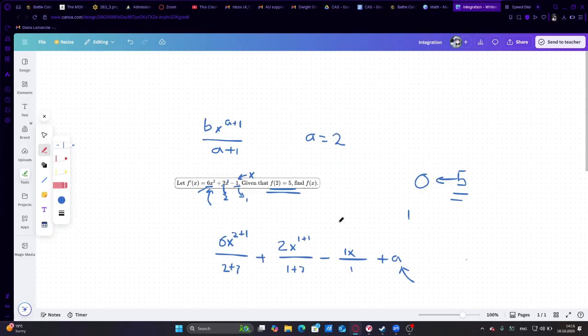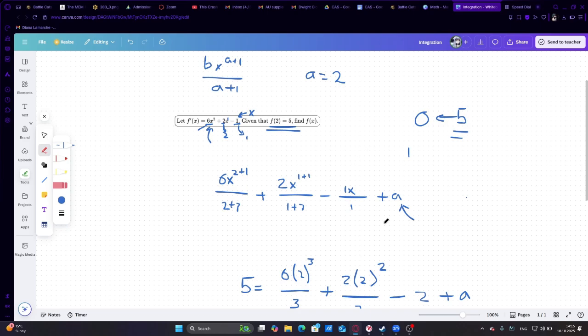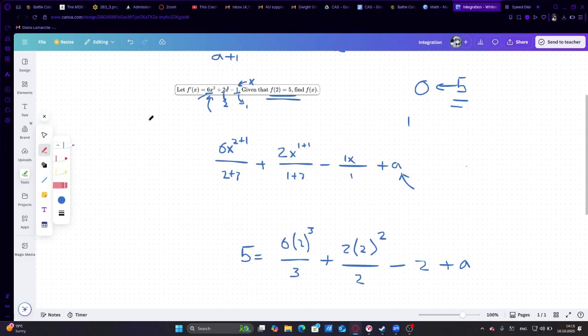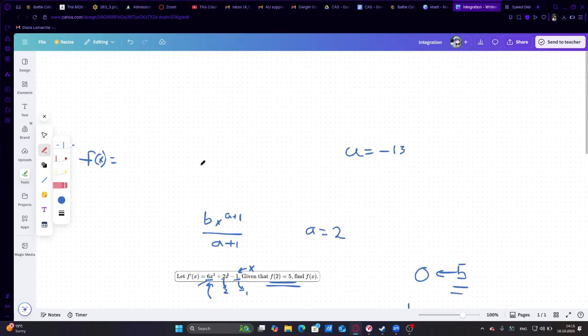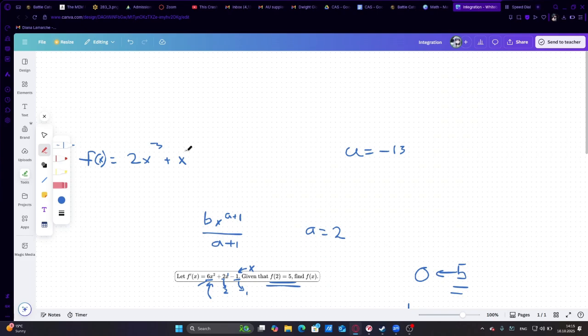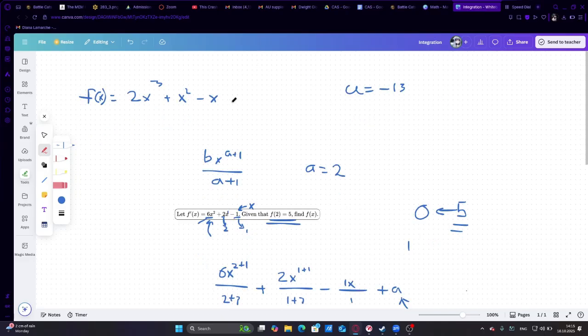Now, what is the question asking us to do? Well, it's asking us to find f of x, so we're not fully there yet. So given that a is equal to negative 13, for simplicity's sake, I'll write it up here, and the rest of the equation looks like this, well then, let's write down what f of x is equal to. So f of x is going to be, now we just need to simplify this, 6x to the power of 3 over 3, which is just going to be 2x to the power of 3, plus 2x squared over 2, so it's just going to be x squared, minus x, and that's where the a comes in, minus 13. And that is going to be it.